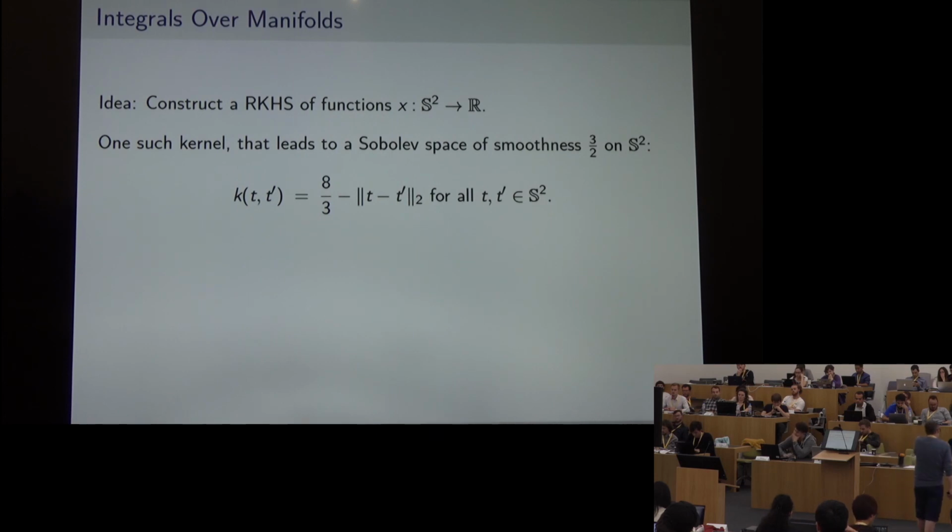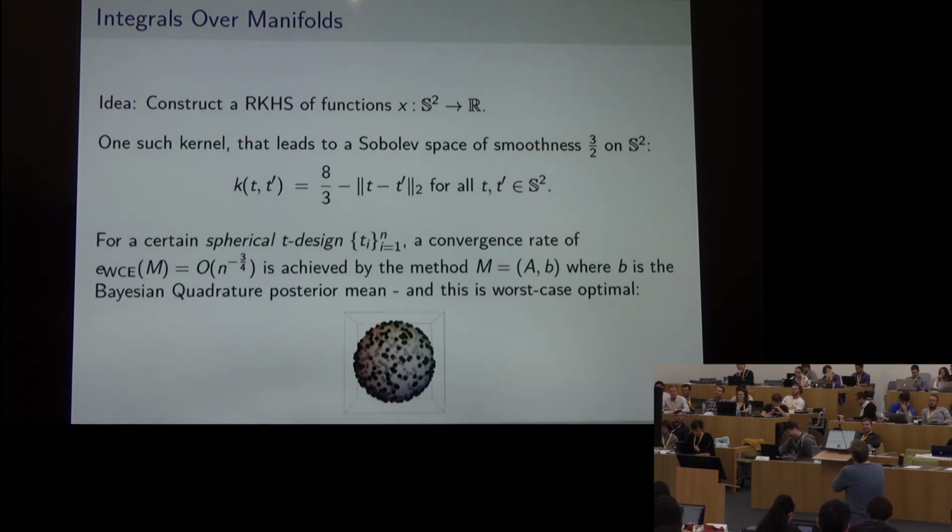Now, just take my word for it that there is a place in heaven where these covariance functions come from for manifolds. So we're going to use this covariance function, and we're also going to use a design, where we're going to select the points on the sphere so that we get a convergence rate which is of order 1 over n to the 3/4, which turns out to be optimal as it happens.